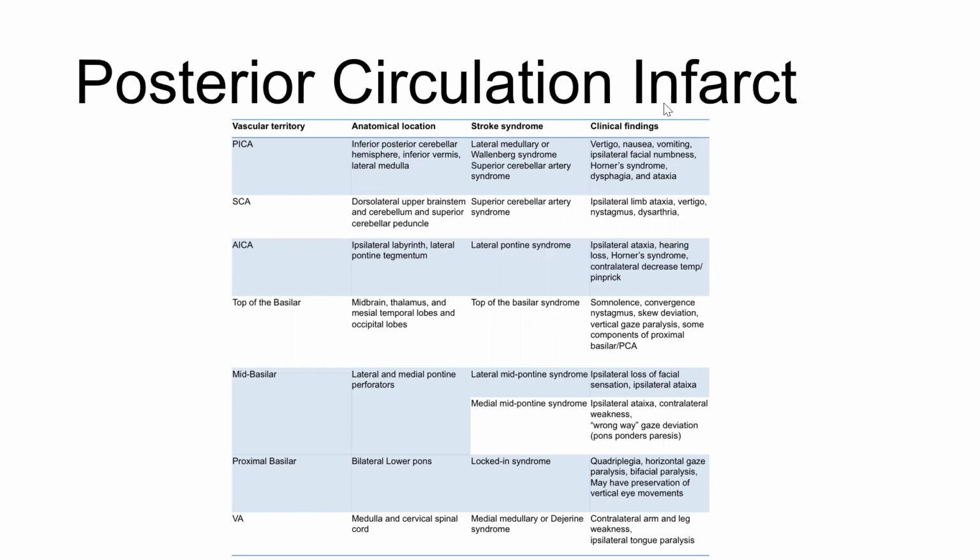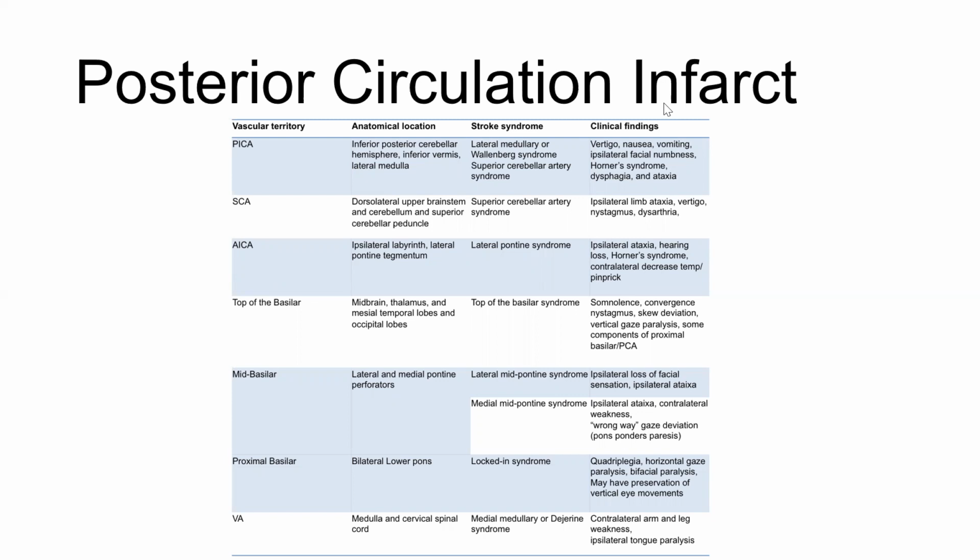Stroke is from PICA ischemia at the lateral medullary, or the Wallenberg syndrome, and superior cerebellar artery syndrome also. So the same names. Coming towards the findings, which include vertigo, nausea, vomiting, ipsilateral facial numbness, Horner syndrome, dysphagia, and ataxia. The superior cerebellar artery ischemia leads to superior cerebellar artery syndrome. The anatomical location is the dorsolateral upper brainstem and cerebellum and superior cerebellar peduncle. The clinical findings include ipsilateral ataxia, vertigo, nystagmus, and dysarthria.